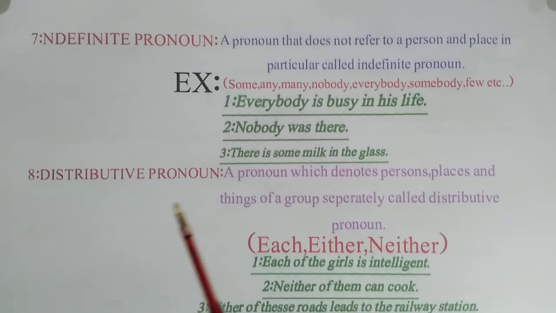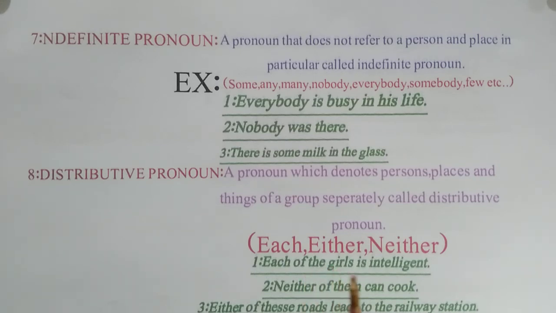Distributive pronoun, a pronoun which denotes persons, places, and things of a group separately, is called distributive pronoun. When we disseminate something, disseminate means taksim karna. So from a group, each, either, neither. We have three distributive pronoun: each, either, and neither.